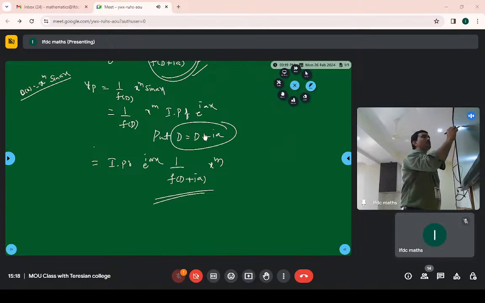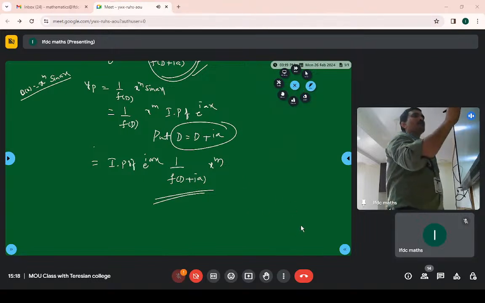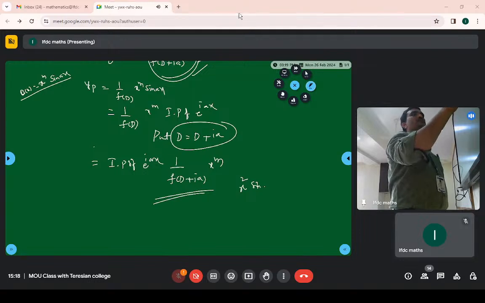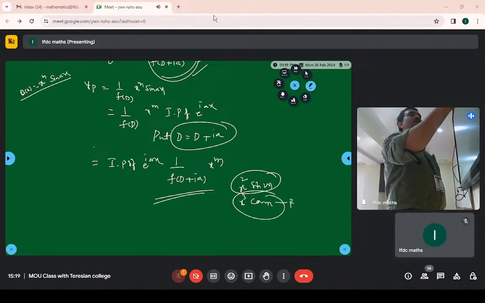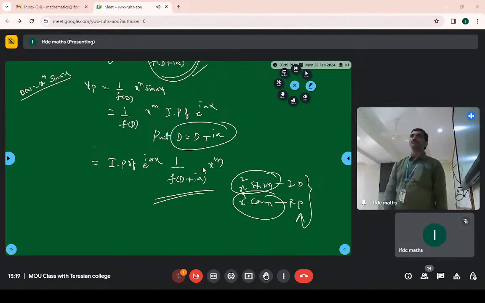Real part, imaginary part. So whenever x squared sin x, x cubed cos x or whatever it may be comes: if sin comes, take the imaginary part; if cos comes, you need to take the real part. This comes under the imaginary part method. We can solve this kind of problem also.